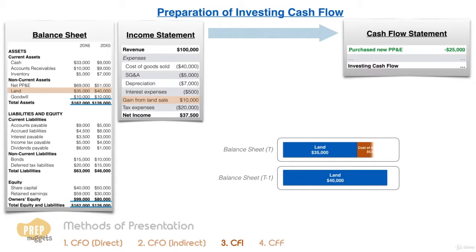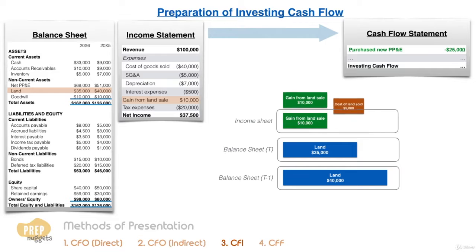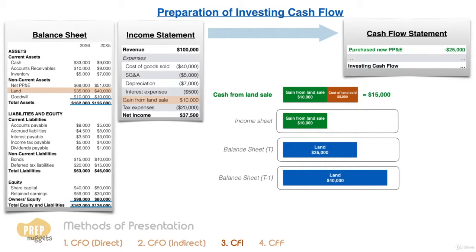Firstly, we know that the account for land has dropped by $5,000. If there are no other purchases or write-downs of land during this period, this implies that the cost of the land sold was $5,000. So, if there was a gain of $10,000 from the sale of the land and the cost of the land was $5,000, the selling price must be $15,000. This $15,000 is a cash inflow and it is accounted under CFI as $15,000 cash from sale of land.